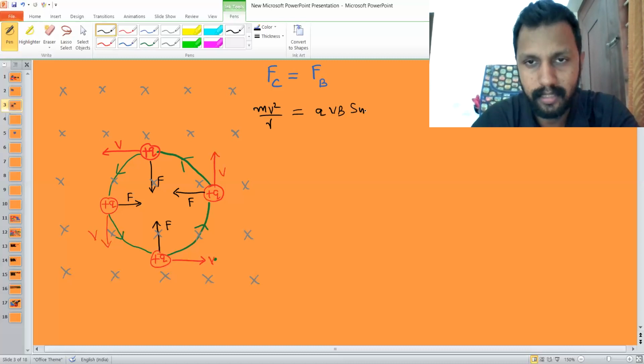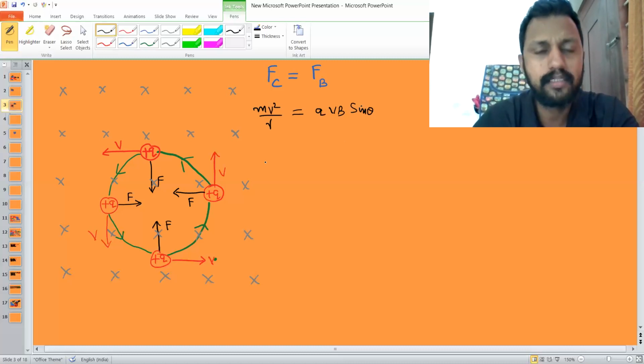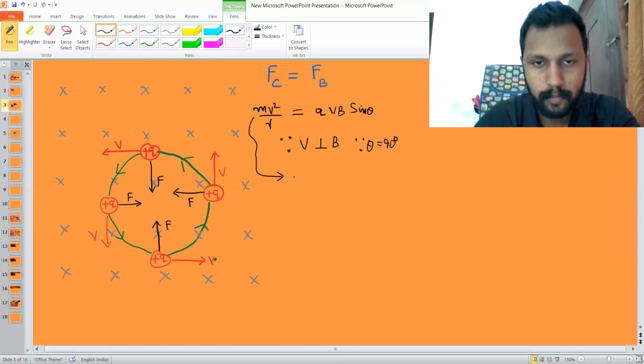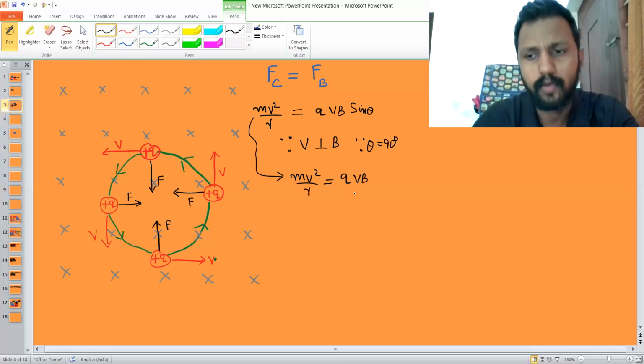qvB sine theta. Can you say what's theta in this diagram? Theta is the angle between velocity and field. In this diagram, it is clear that velocity is perpendicular to field. Since v is perpendicular to the external magnetic field, theta is equal to 90 degrees. Hence, we could write this expression as mv square by r is equal to qvB. Can we? Yes, we could write mv square by r is equal to qvB.